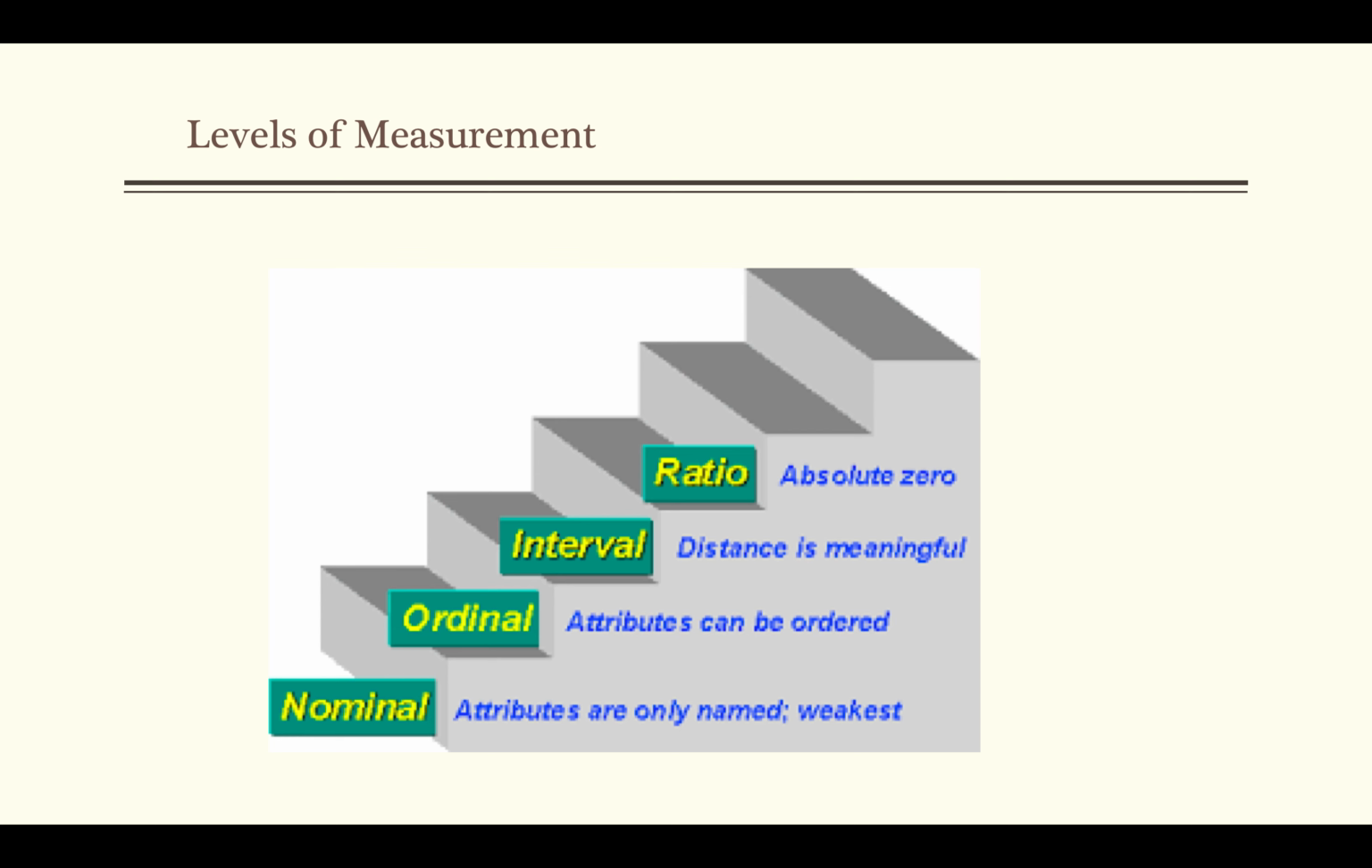And ratio is where something has an absolute zero. So if I'm measuring how many times a client came to visit their social worker, there can be a zero, and that zero means they've never come. That zero means something. And then 1 visit, 2 visits, 3 visits, right? All of those things are an equal distance apart.